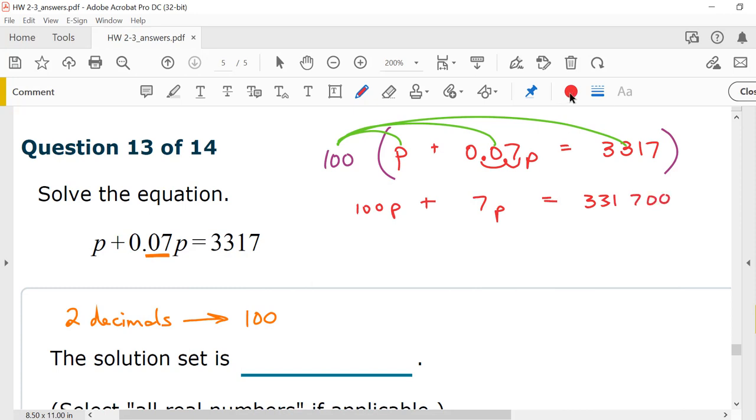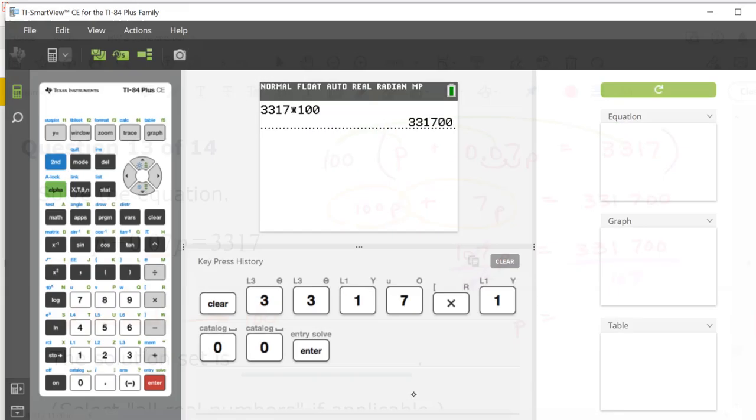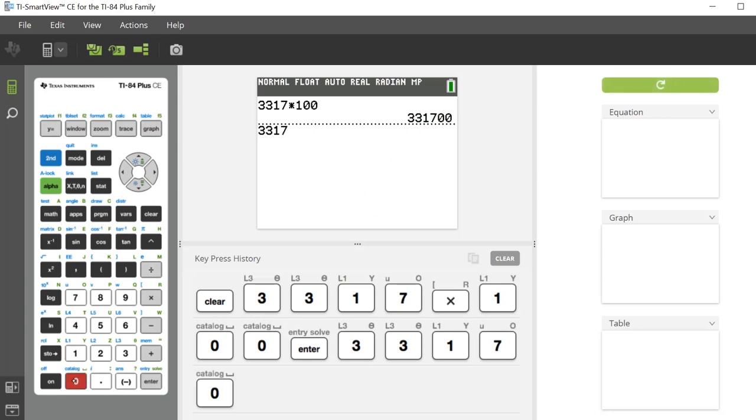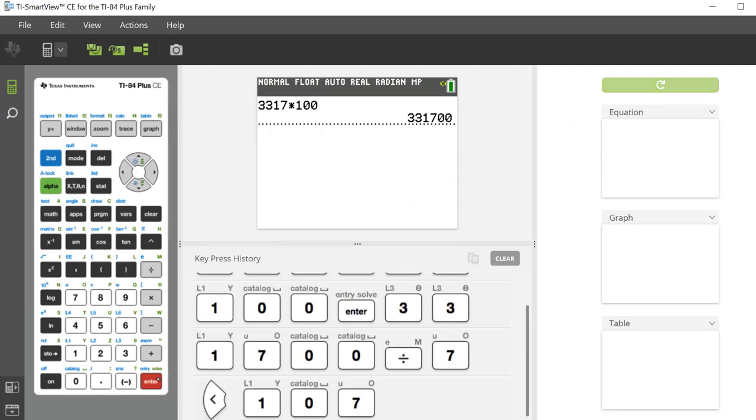Now I need to combine like terms here on the left. 100p plus 7p is 107p equals 331,700. Now I want to divide both sides by 107. So I have p equals 331,700 divided by 107 is 3,100.